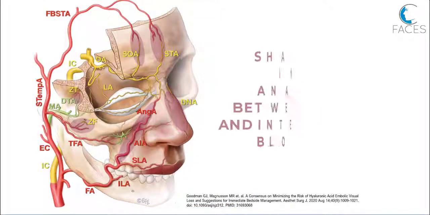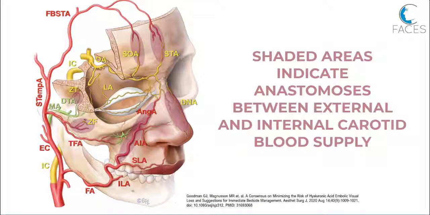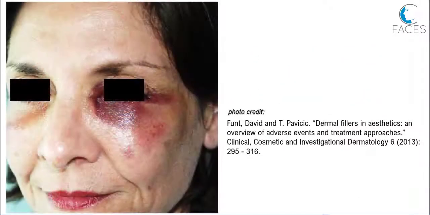Facial vasculature is replete with anastomoses linking the external blood supply of the face with the internal blood supply of the skull. In addition to decreasing inadvertent intravascular injection, understanding the location of major vessels can also decrease the occurrence of bruising and thereby the postoperative downtime patients may experience after dermal filler treatment.